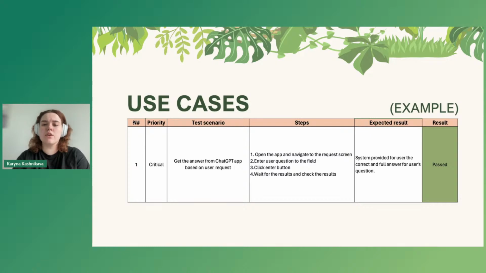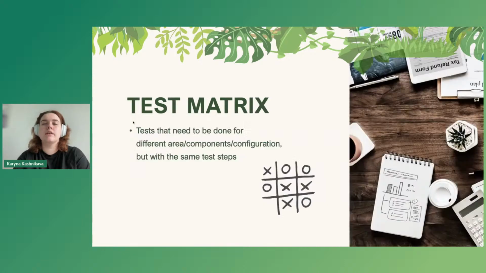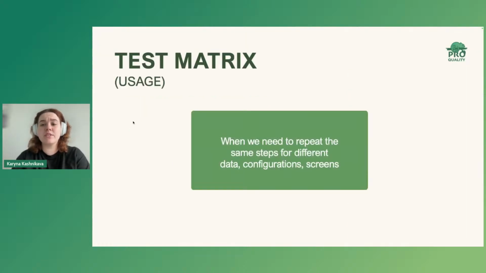So that's all about use cases test documentation, and we continue with the next type, the test matrix. It is the last type which we will discuss during this session from the manual tester perspective. This type of documentation is usually used for testing different test configurations for the same test. As I said previously, the main usage of this test documentation type is to check different setups of the application, different test data, and so on.